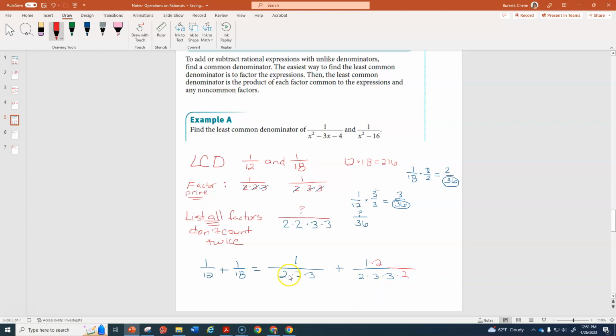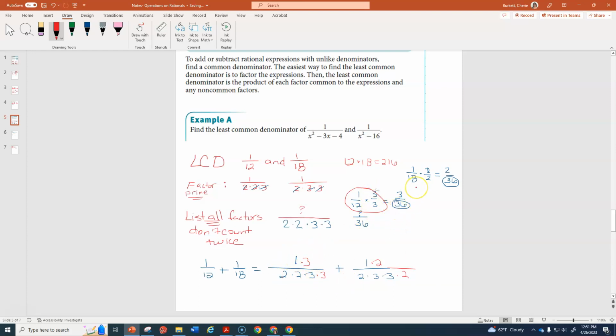Now, so I have 2 2's here. I have 2 2's here. This one has 1 3. This one has 2 3's. So what do I need over here? I need another 3. So I'm going to multiply this bottom by 3. I'm going to multiply this top by 3. Notice that's what I did right here. You see, I multiplied this first fraction right here, the 1/12, top and bottom by 3.